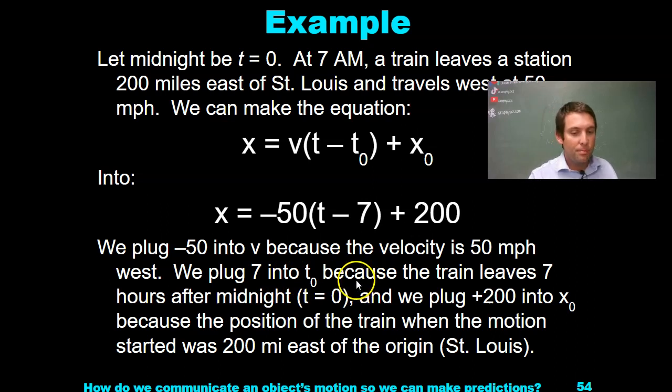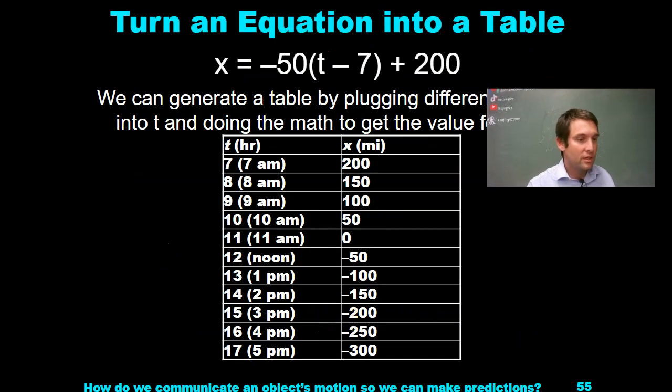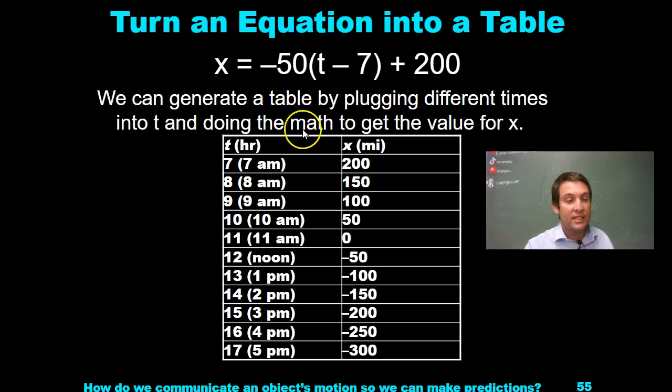We plug in plus 200 into x naught, because we started 200 miles east of the origin, which is St. Louis. We can generate a table by plugging in different times into t and doing the math to get the value for x.